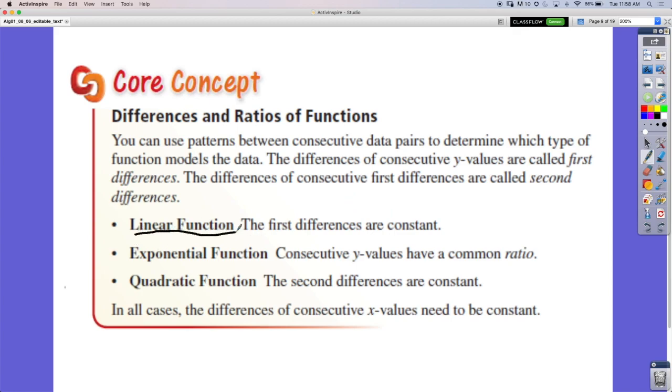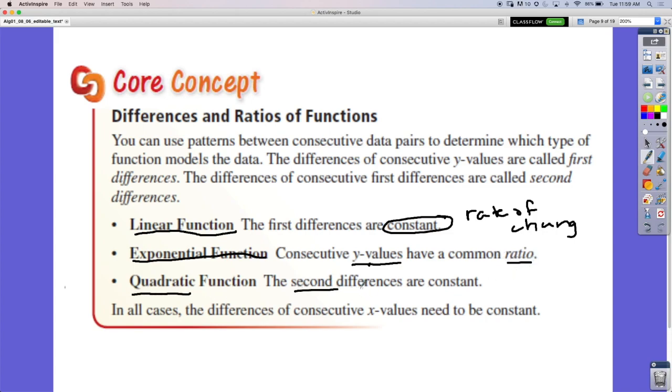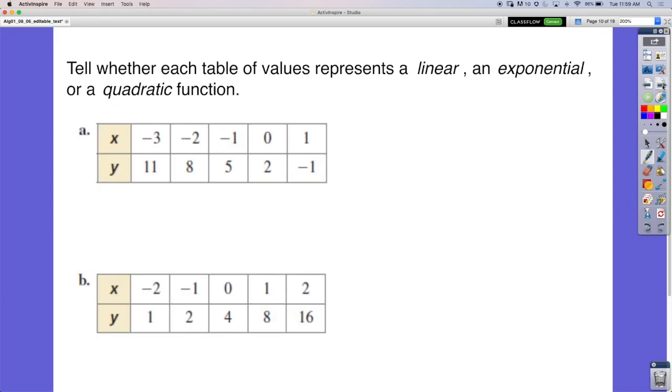In a linear function, the rate of change is constant. In an exponential function, the consecutive y values have a common ratio. We're going to explain that in a second. In a quadratic, the second differences are constant, and I'll explain that in a second. So let's look at this and tell whether it's linear, exponential, or quadratic.